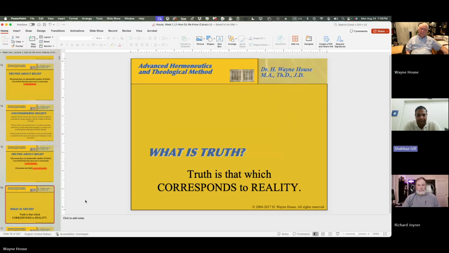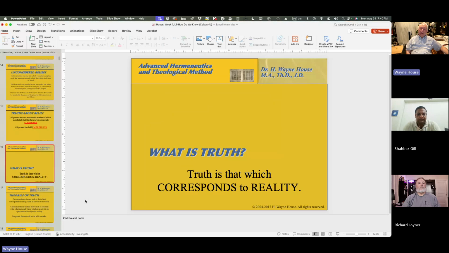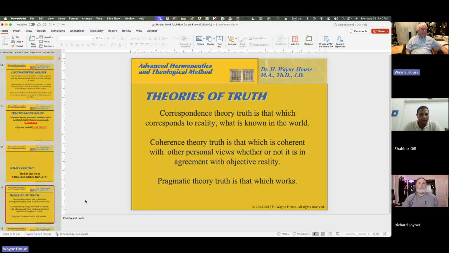What is truth? What did I say at the very beginning? Justified true beliefs. So we're going to believe. That's not the issue. You can't help believing things. True is based on analysis and research to know. And can it be justified by evidence? So truth is that which corresponds to reality.